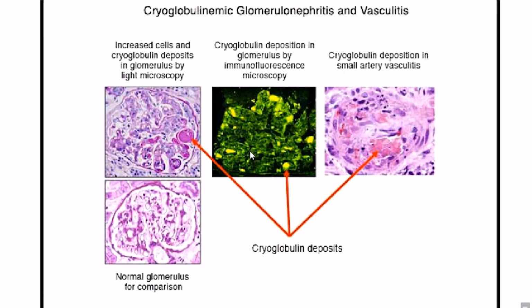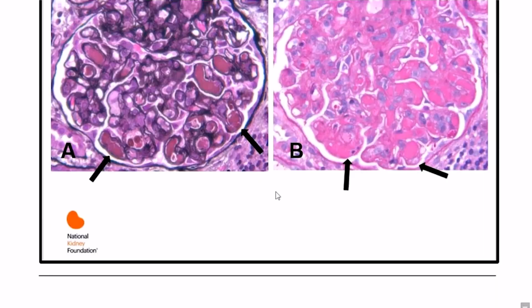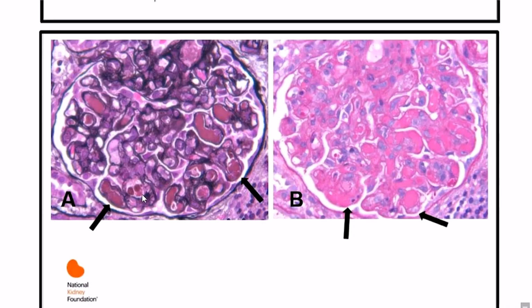Next, another photograph where you see the different cryoglobulin deposits. Increased cells and cryoglobulin deposits in the glomerulus by light microscopy, and cryoglobulin deposition in the glomerulus by immunofluorescence microscopy. These are cryoglobulins. There is also cryoglobulin deposition in small artery vasculitis. And this is the normal glomerulus for comparison, so this is normal and this is the cryoglobulins, so that we can differentiate. These are the cryoglobulins, and also here, the arrows.